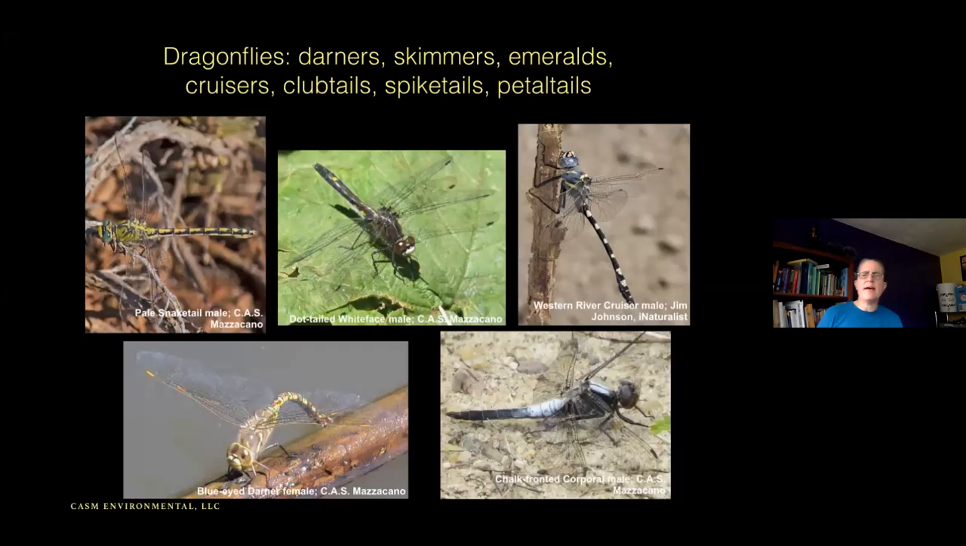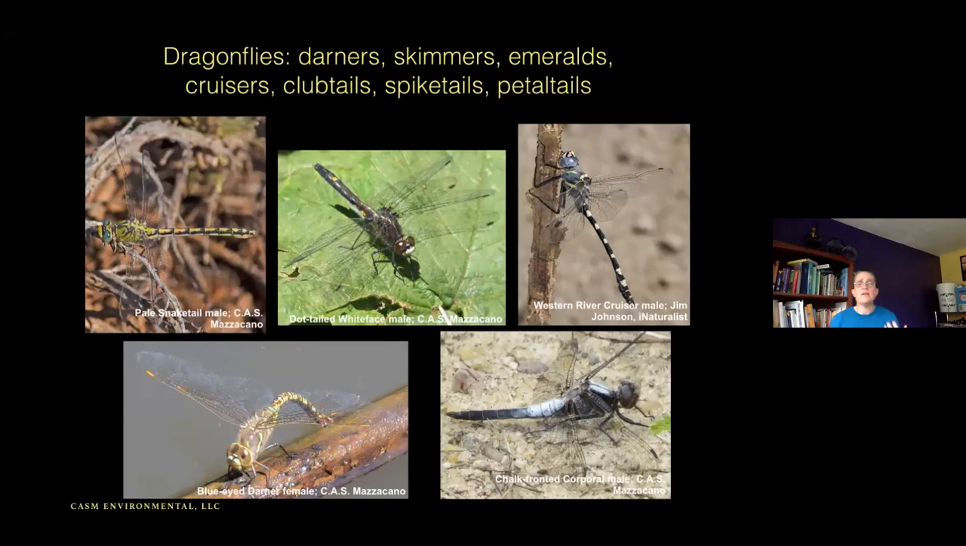So we're going to start with the dragonflies. And there are a lot of different types. Some of these you may be very unlikely to see at your sites, others you're gonna see all the time. And so the general groups, and this usually reflects the families, we have darners and skimmers, emeralds and cruisers, clubtails, spiketails, and petaltails, all right?